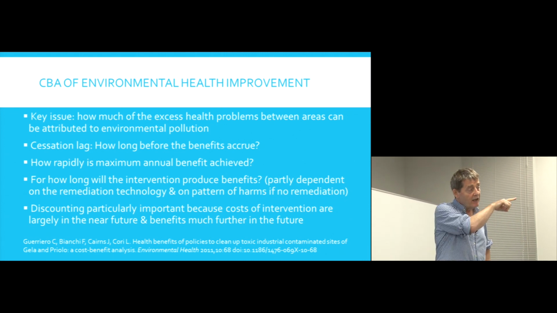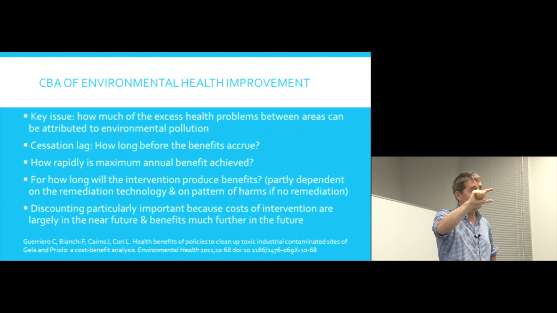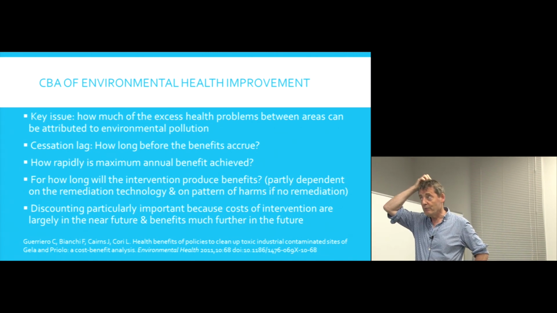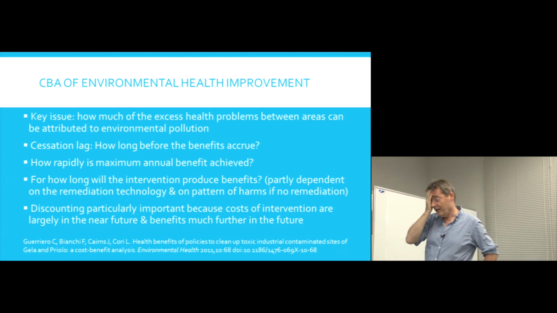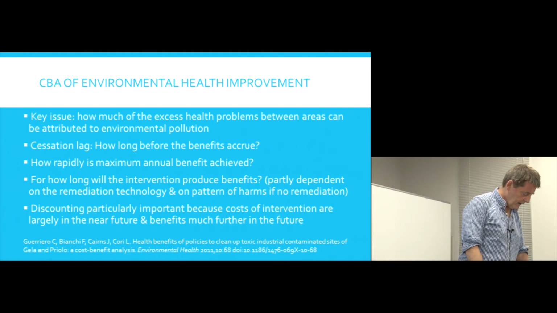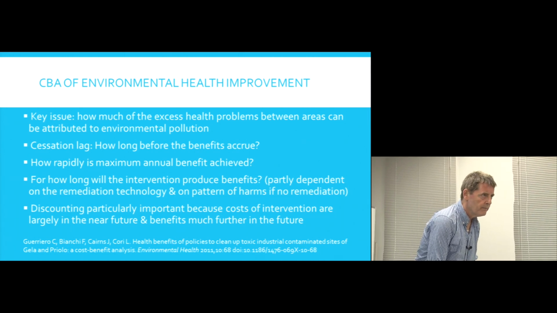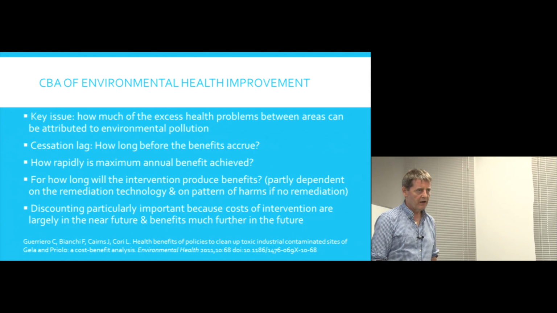So what's quite likely is initially there's no benefit for a few years, and then the benefits begin to build up over time. And at some point they'll reach a maximum. And then how long do they stay at the maximum? How long before they start declining? How long will the intervention produce benefits? Now this raises an issue I haven't mentioned, but does come into economic evaluation quite widely, and that's something called discounting.